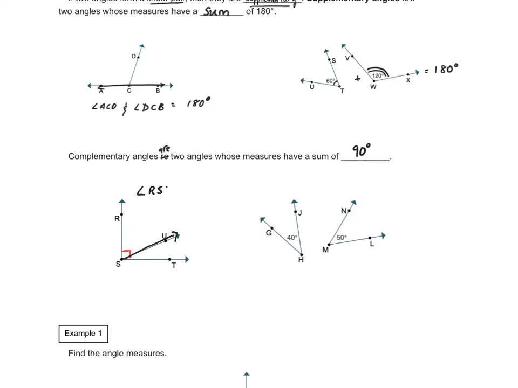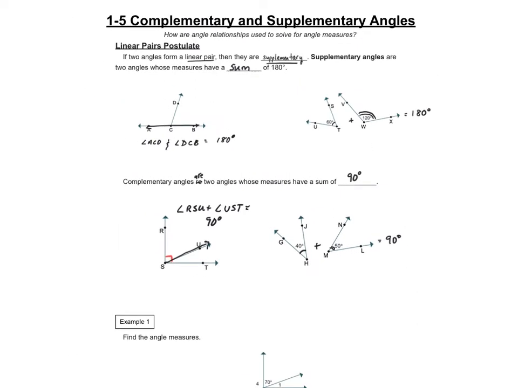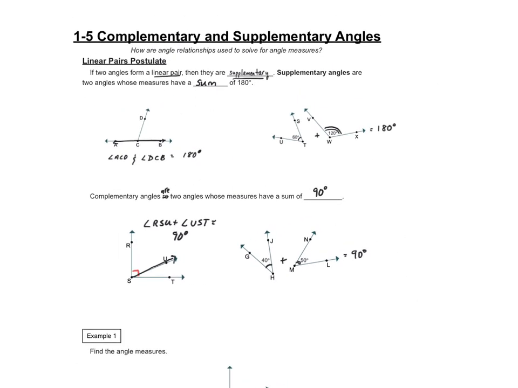I have angle RSU plus angle UST equals that 90 degree angle. And then of course here I do have angle GHJ and angle NML, and those added together will also equal 90 degrees, showing that they don't have to touch. And if you ever forget complementary and supplementary, they're alphabetical, right? C comes before S, 90 comes before 180, so complementary is 90, supplementary is going to be 180.